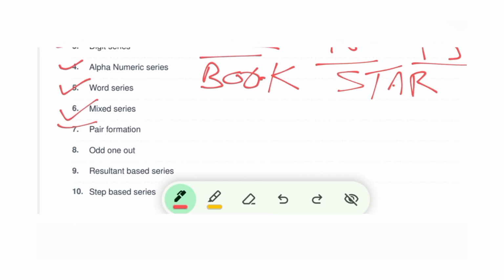Then is odd one out, which can be based on place value, or addition, subtraction, or opposite value, etc. Then in the mains, resultant-based series, where we follow some sequence or steps and then find the answer, and there is step-based series. So these are the 10 types of alphanumeric symbol series.